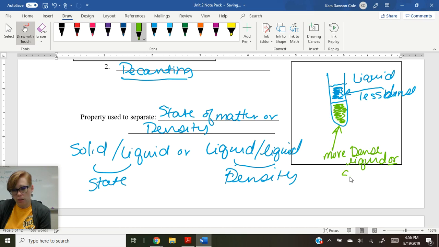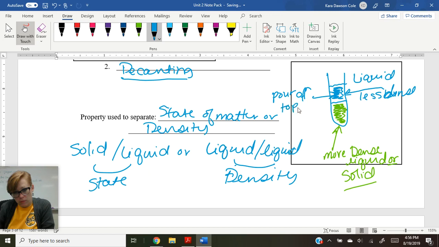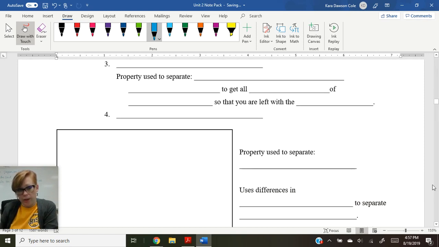Or here we could have a solid. And we just let those sit and separate out. Once they separate out, we can pour off the top layer. Now, if this is a solid, we're probably going to have to do some filtering in here as well. But again, this is another way that we can separate liquid or solid. And again, this is using state of matter or the density.